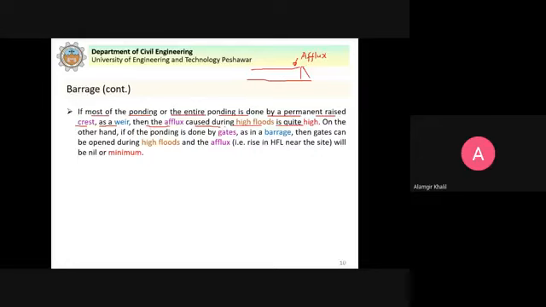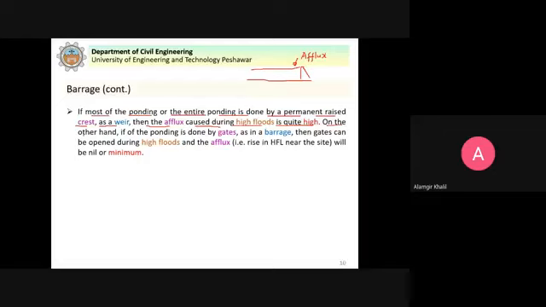So the efflux caused during high floods is quite high. Why? Because the entire ponding, or most part of it, is done by the raised crest. Clear? So the efflux caused during high floods is quite high.